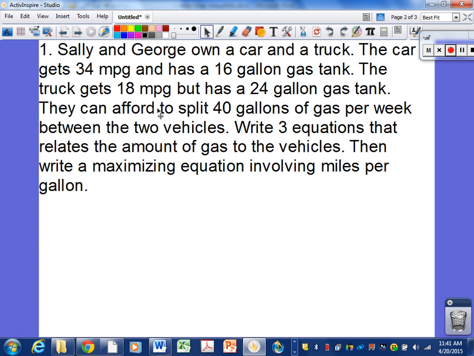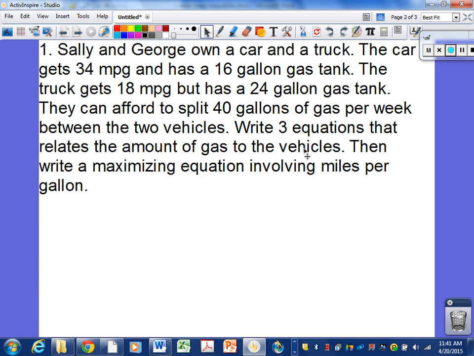And here is another thing. They can only afford to spend 40 gallons of gas a week. They budgeted, with the way the economy is nowadays and the price of gas, and they can afford to spend $40 or 40 gallons of gas per week. So here we have our setup. 2 cars, you have some things about the cars that you know, and you want to write 3 equations that relate the amount of gas to the vehicles.